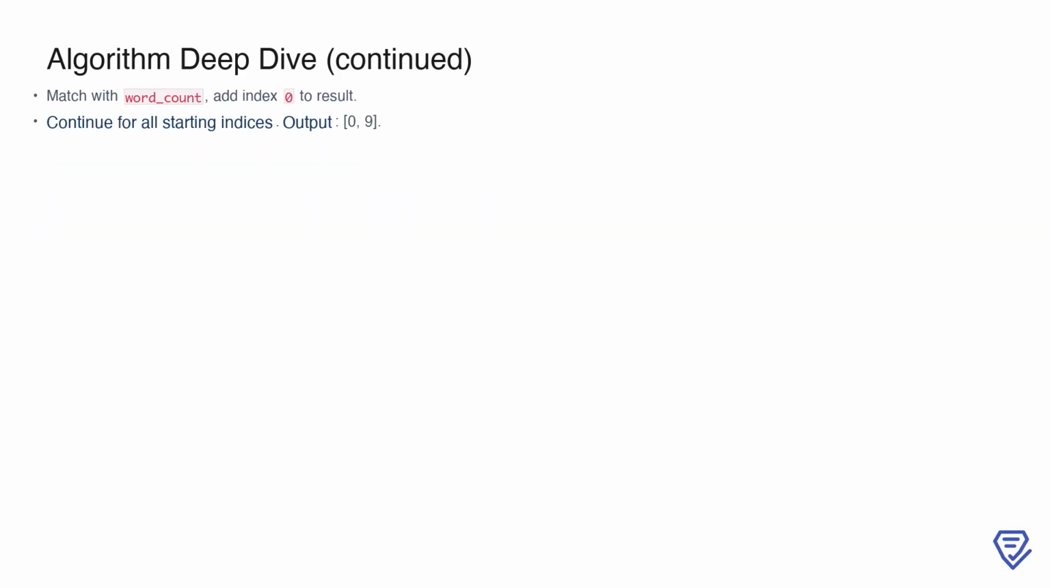To solidify our understanding, let's walk through an example. Given the string S equals "barfoothefoobarman" and the array words equals ["foo", "bar"], we first precompute the word_count map as foo: 1, bar: 1.